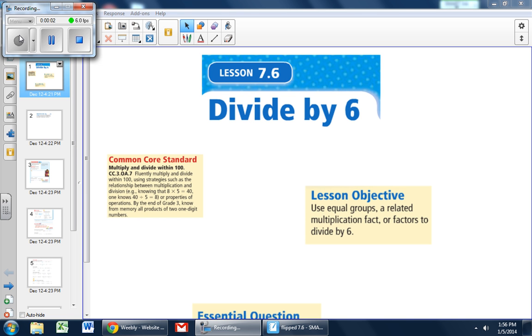7.6, divide by 6. The lesson objective is, again, same strategies that we've been working on. Use equal groups, a related multiplication fact, or factors to divide by 6.